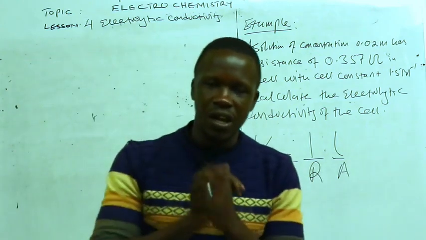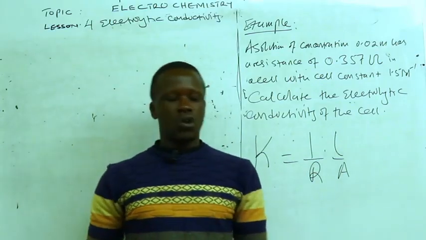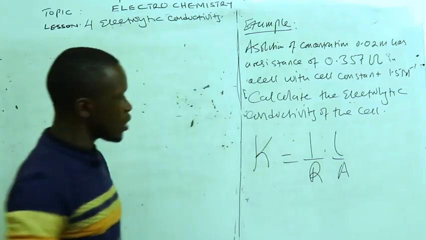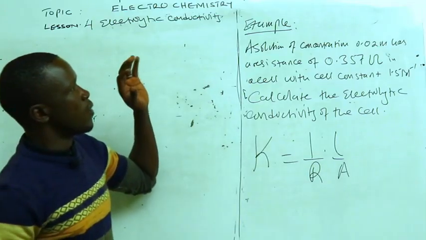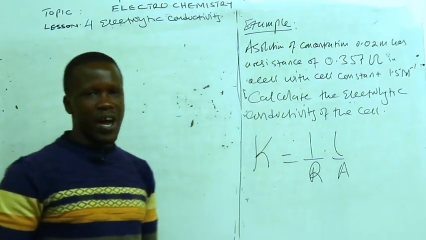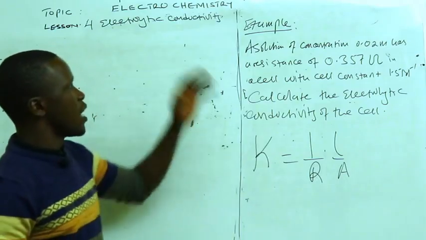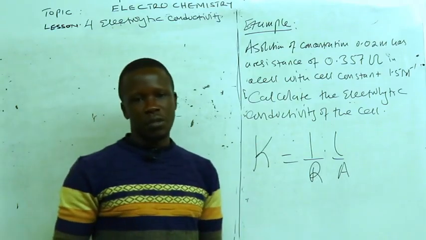And then we say in the expression, it is conductance multiplied by cell constant. Now, we had moved on to examples and we left this example that we are going to start with, and then see other examples on the calculations involving electrolytic conductivity.